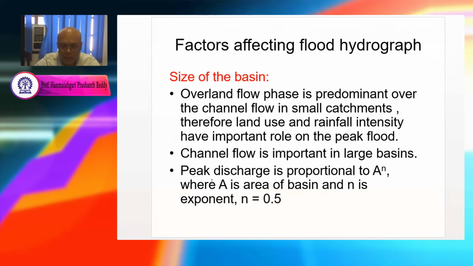From experiments, after studying many basins of varied sizes, a relationship has been established between the peak discharge and the area of the basin, and it can be written as peak discharge is proportional to A power n, where A is the area of the basin and n is an exponent, which is 0.5. So from this we can say that if the area is larger, then the peak discharge will be higher.